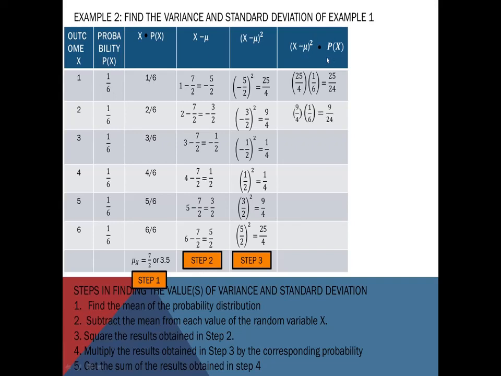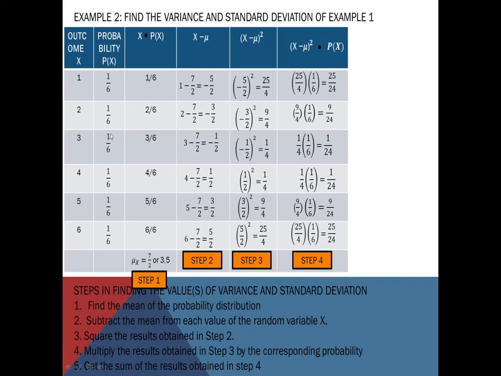So, there you go. 9 over 4 times 1/6 becomes 9 over 24. 1/4 times 1/6 is equal to 1 over 24. And so on and so forth. Okay? So that's it. That is our step 4.